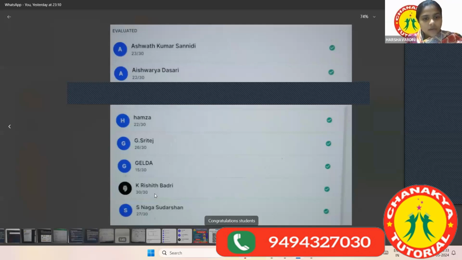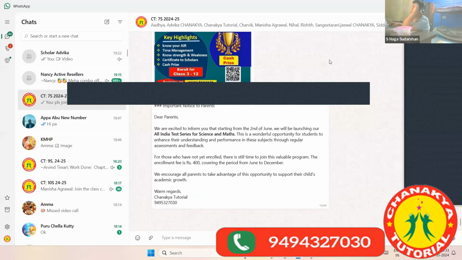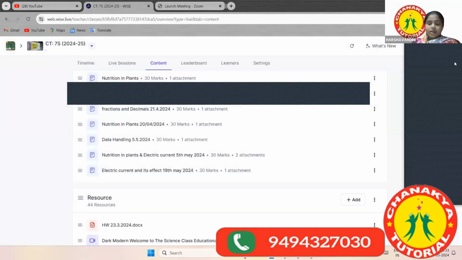Who is the first mark? I think Rishit got full marks, and then Naga Sudarshan got second, and then Siddhant and Sri Tej got third. Mark 27 doesn't matter, actually. 30 mark really didn't matter. Yeah, congratulations for that.